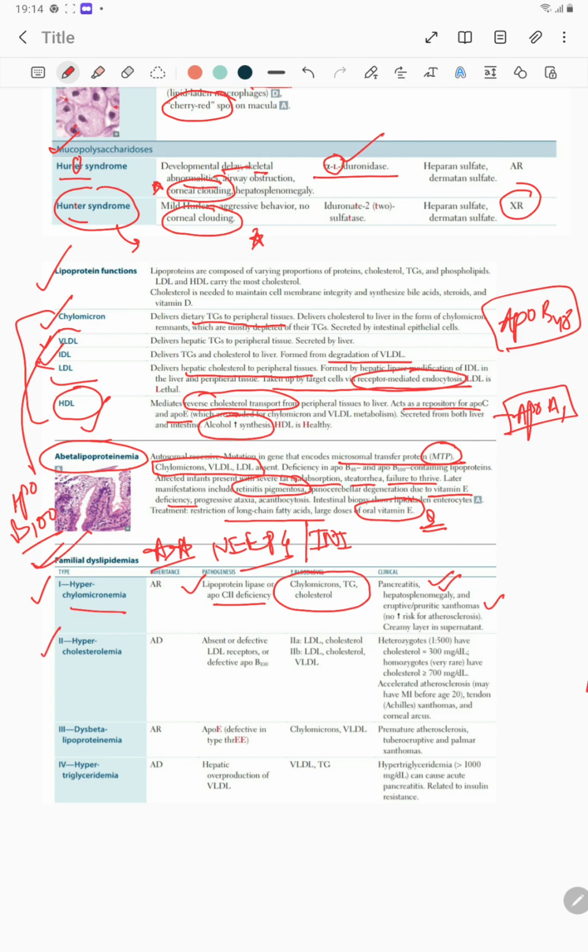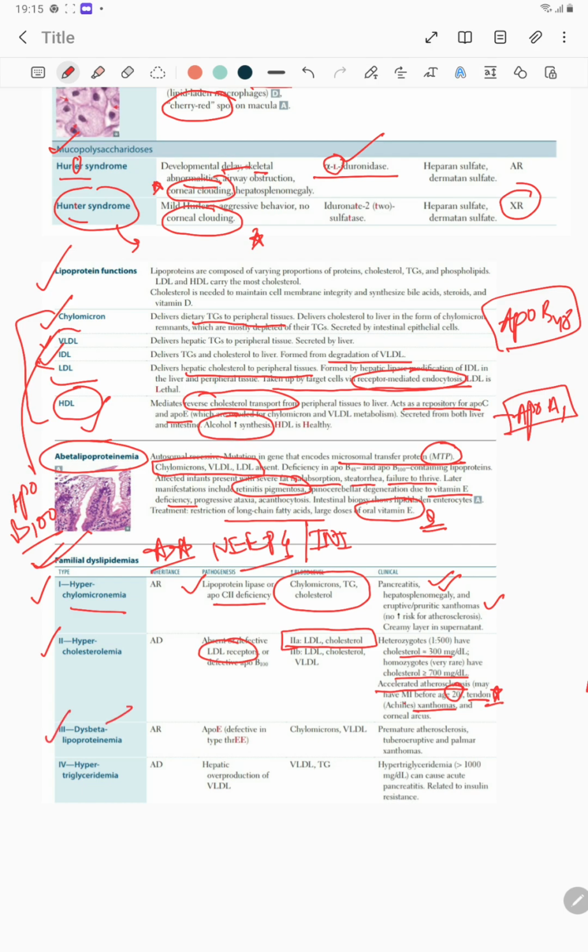Type 2 hypercholesterolemia, also called familial hypercholesterolemia, especially type 2A, has increased LDL and cholesterol. There is a defect in the LDL receptors. Here we have cholesterol above 300, and accelerated atherosclerosis before the age of 20. Tendon xanthomas are also a typical feature of hypercholesterolemia type 2.